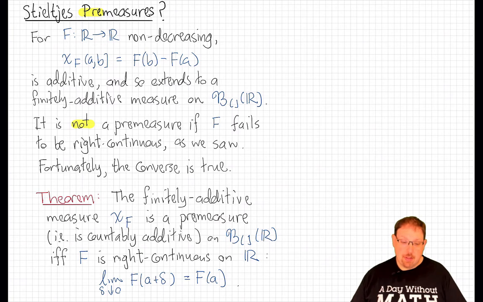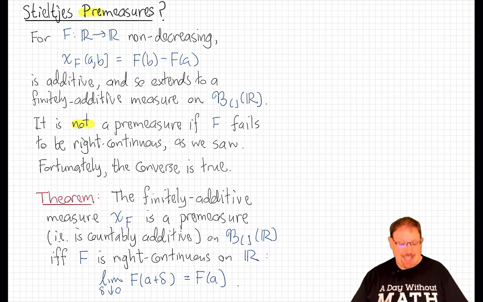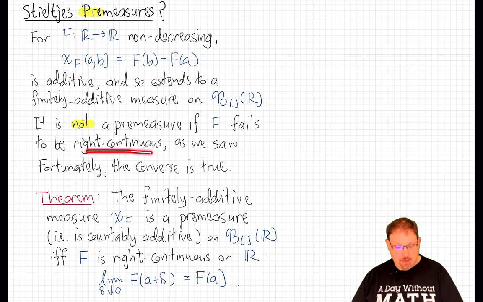Great. Our next goal is to show that those finitely additive measures are actually countably additive on the field generated by the half-open intervals. Unfortunately, that's just not always true. As we saw, the finitely additive measure generated by this function is not countably additive if the function fails to be right continuous at any point, as we proved.